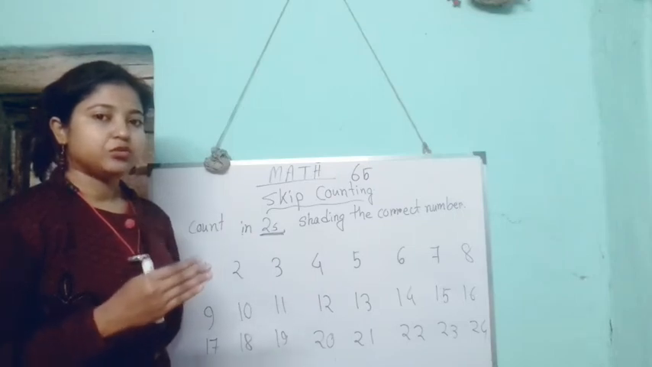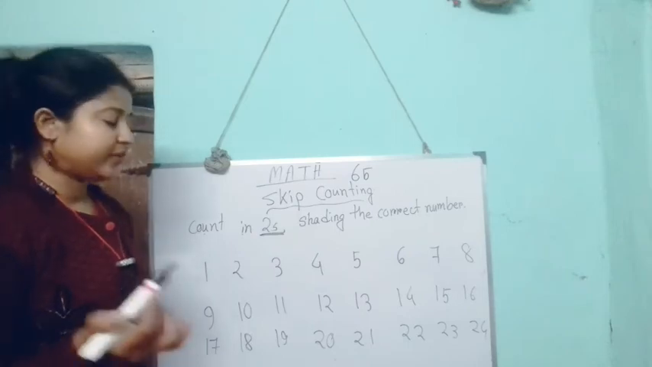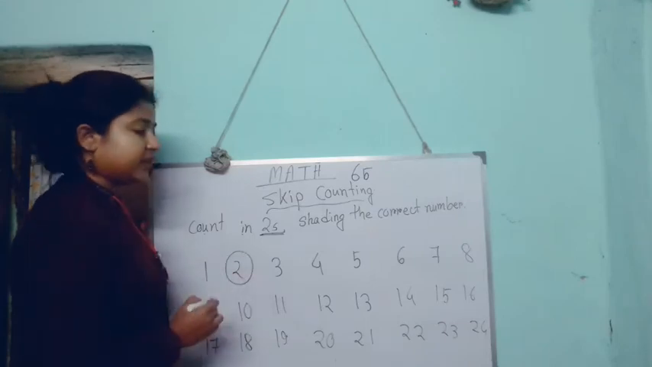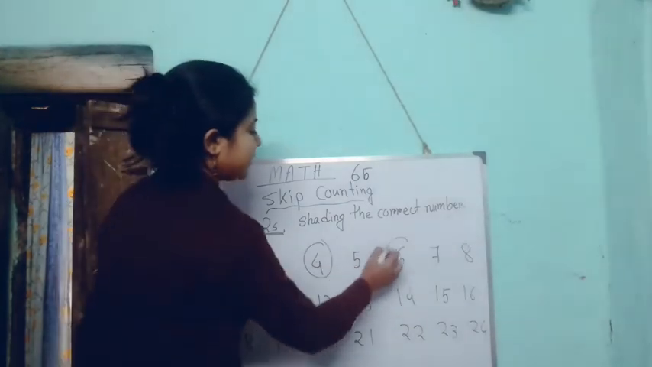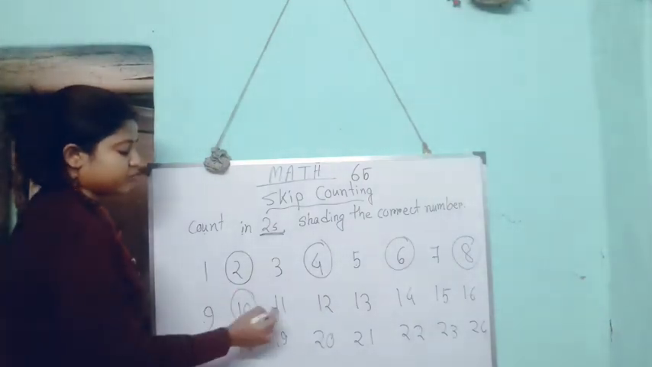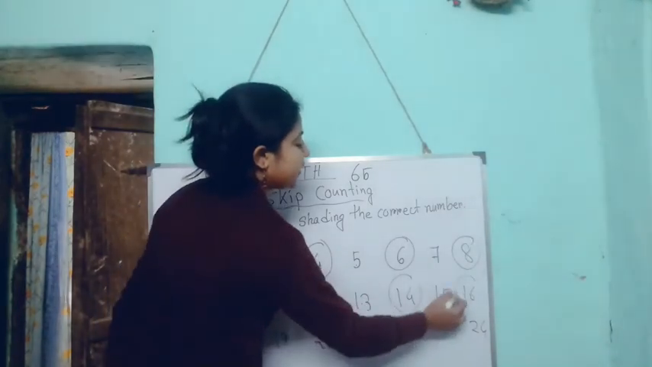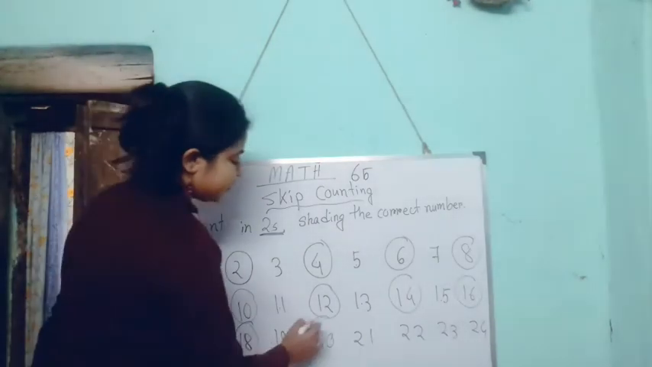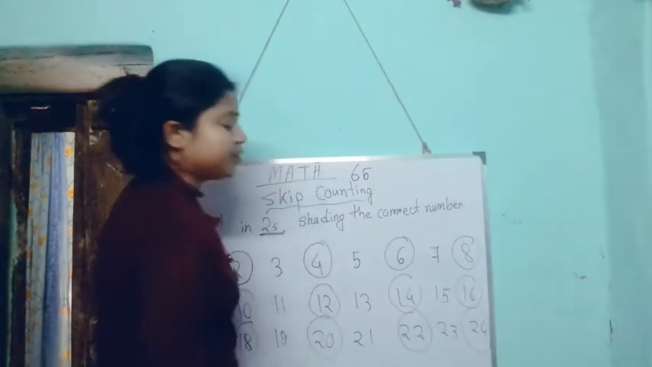That means first we will count 2, then we will leave 1, then again we will count the 2. We will leave 1 and then again count the 2. How will we do that? First 1, so we will count the 2. Then next, we leave 1 and count the 2, leave 1 and count the 2, again and again across the row.